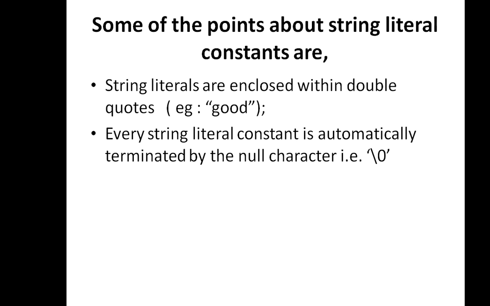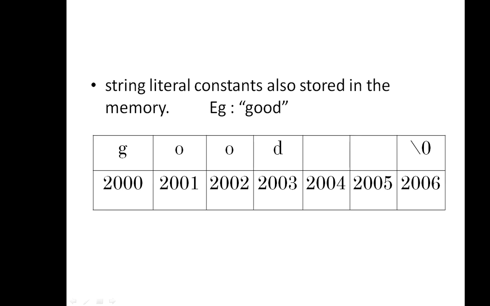Something you need to remember about strings: normally strings are enclosed in double quotes. String literals and strings are the same, so don't be confused by the term. Whatever I give within the double quotes can be taken as the string, and normally a string ends with \0. One more example: if you are storing "GOOD", at the end you will have \0. The size of a character is 1 byte, so this will take 1 byte for G, 1 byte for O, 1 byte for O and 1 byte for D.